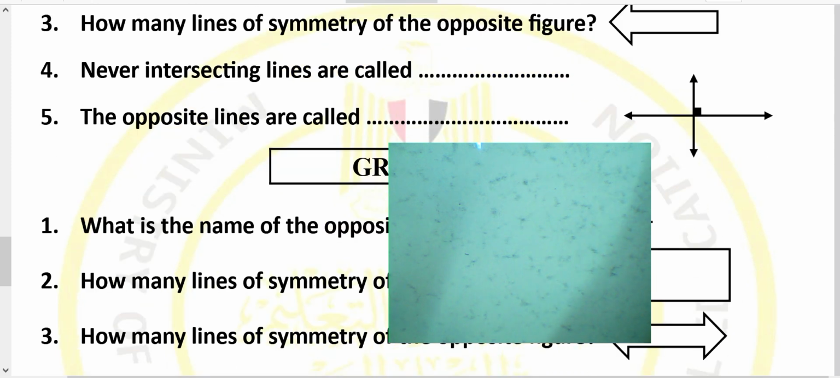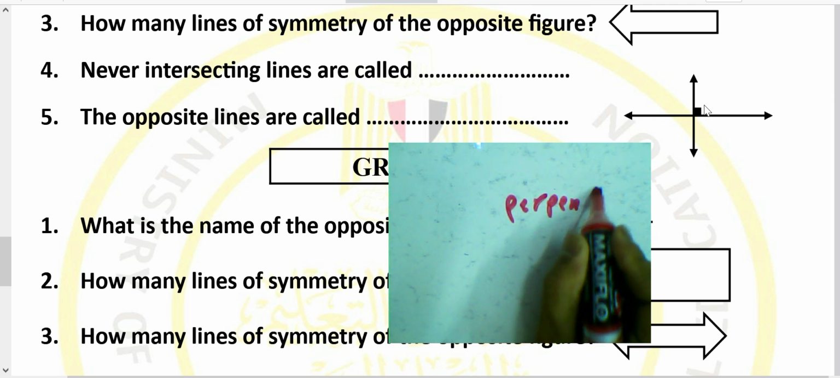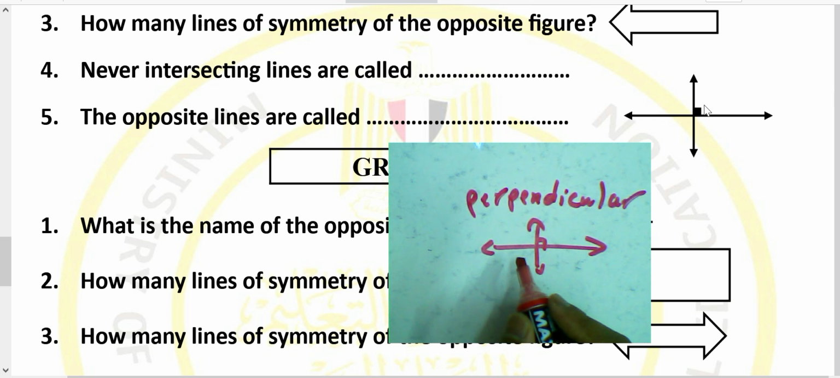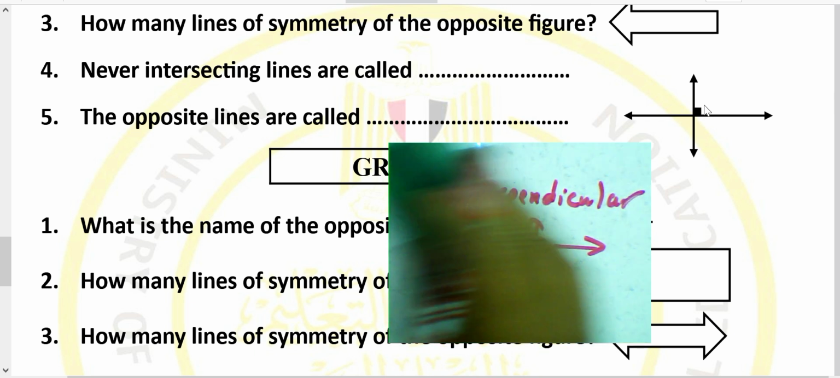Question 5: the opposite lines are called perpendicular. We have 2 perpendicular lines because the measure of the angle between them equals 90 degrees. Then the 2 straight lines here are perpendicular.